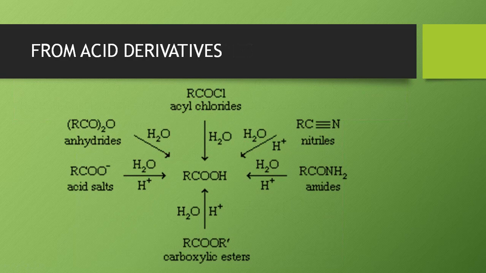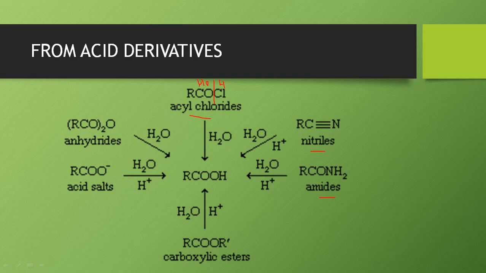Then from acid derivatives, yes, you can see with acid derivatives, from acid chloride on hydrolysis, it breaks from here, you get H over here and OH on this side. So you get carboxylic acid. Next reaction from nitriles we had already done. From amides, this we have already done.